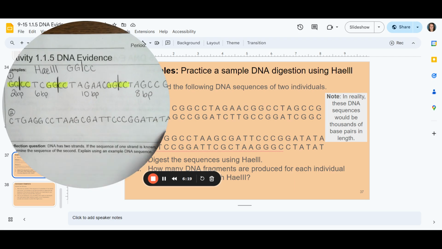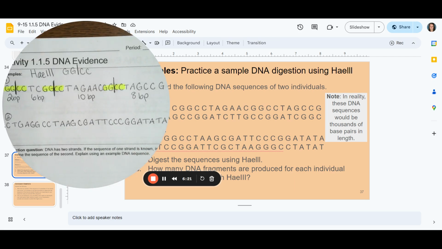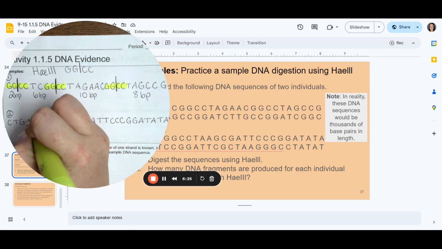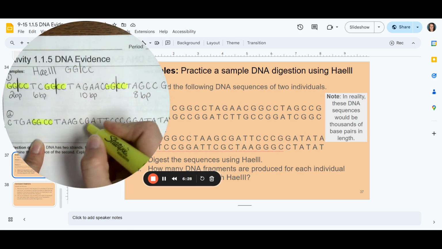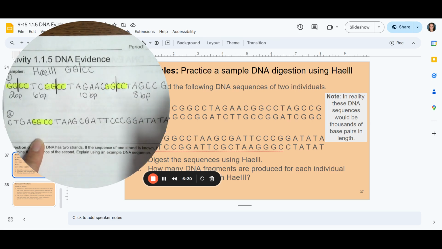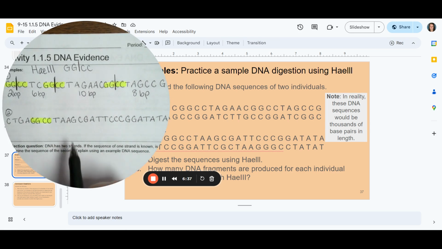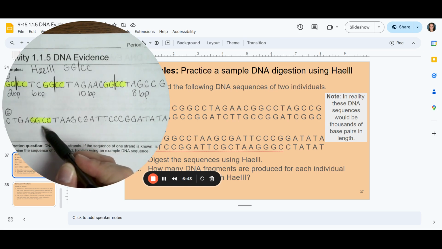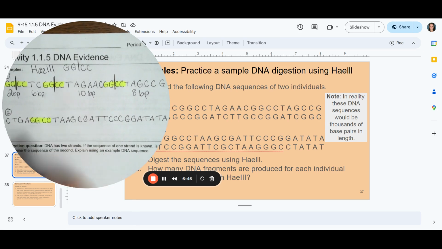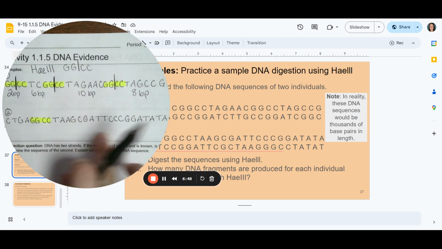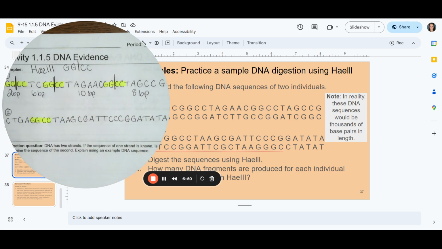So we'll digest this second strand using the same method because we're still using HaeIII. So we're looking for GGCC. GGCC. That's the only spot where I see GGCC in the top strand. If you're looking at the bottom strand, you're technically looking for the palindrome or the opposite. So like here, GGCC would be the match, but I'm not looking for GGCC in the bottom. I'm only looking for it in the top.